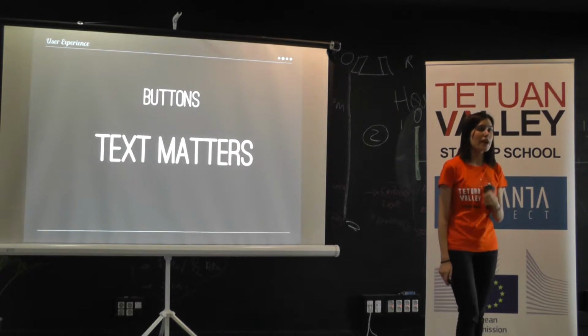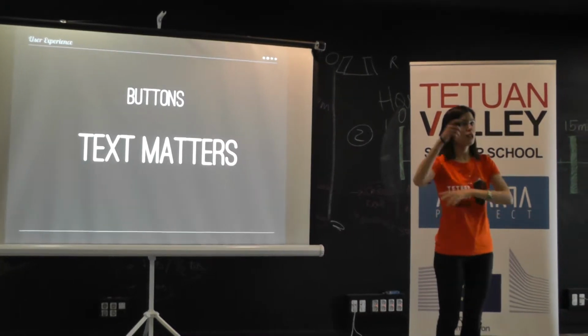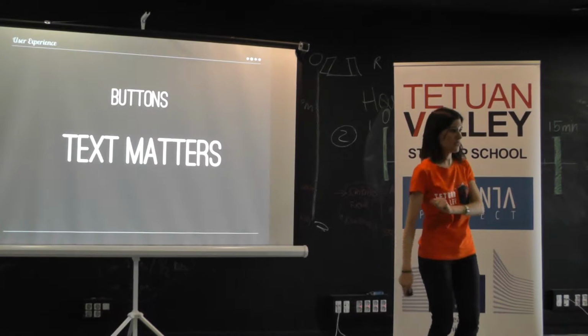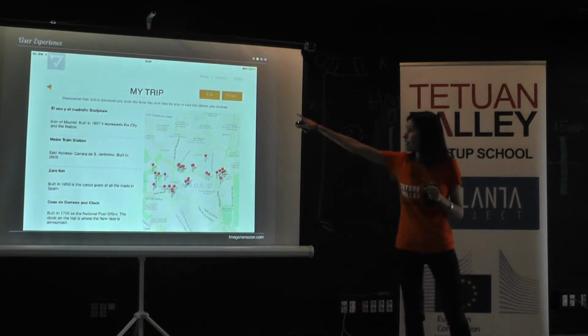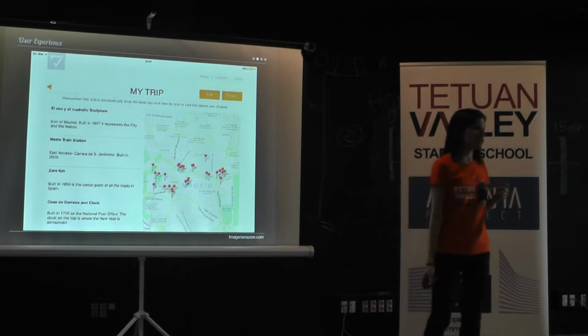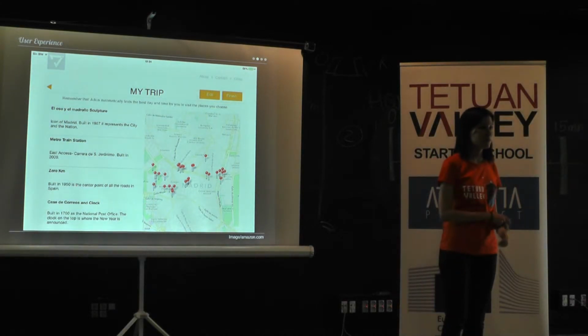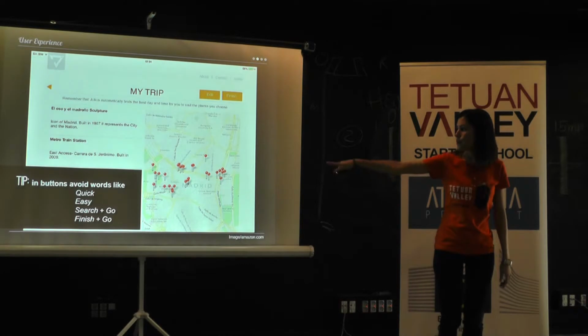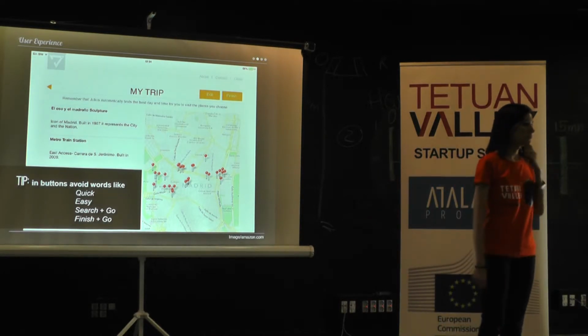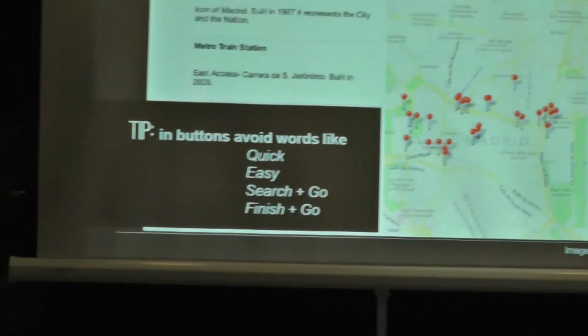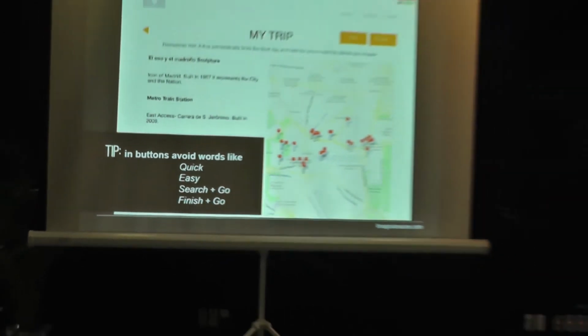Okay. So, also, the text on buttons matters a lot. Sometimes we think, okay, they're going to understand that this is the go to the final section. No, you have to be very specific. So here, for example, edit and finish. What do you understand? Okay. Do you think that if I put quick edit, if I put maybe easy edit, what does it mean?